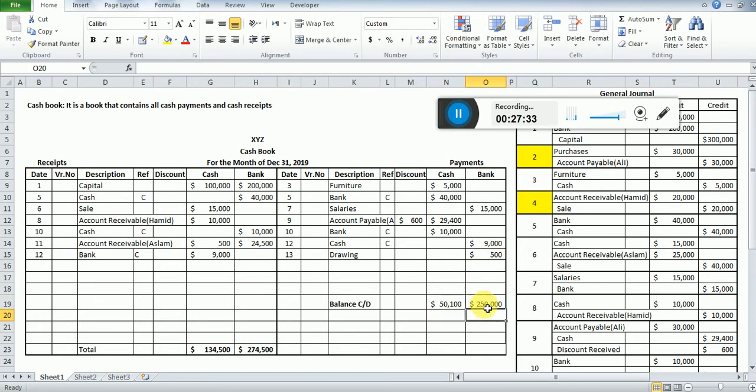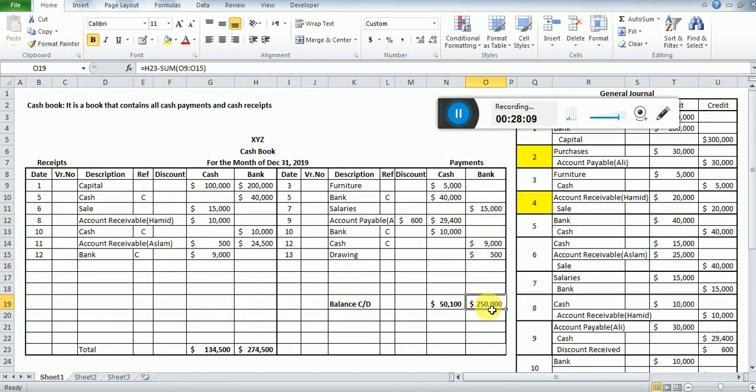So these two are called what? Balance c/d. What do we mean by this? It means the total cash we had with us, $134,500, and out of this cash, this much amount was spent, and now we have $50,100 remaining at hand. And this is the total we had in the bank, and out of this total, this much amount was spent, and now we have $250,000 remaining at hand in the bank.